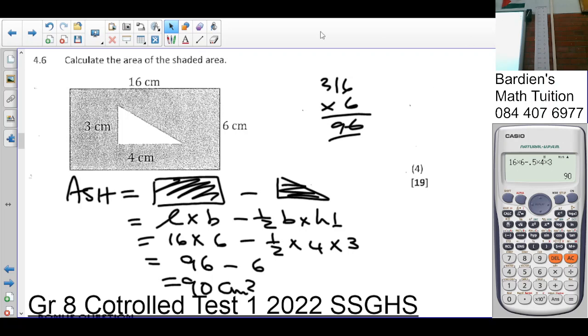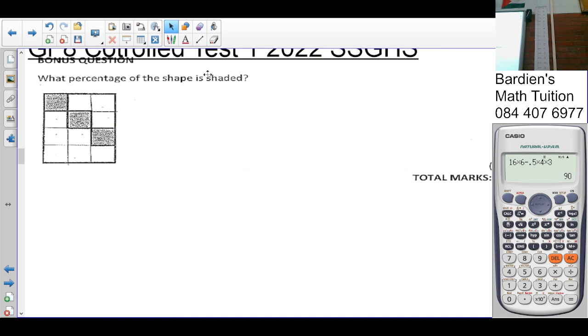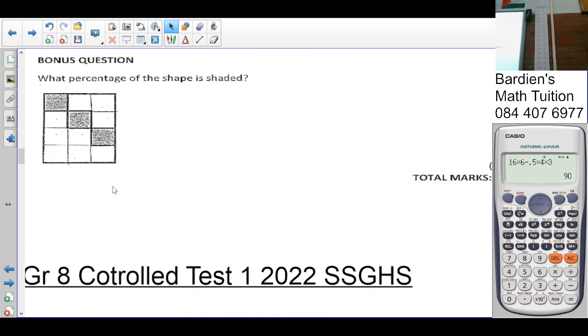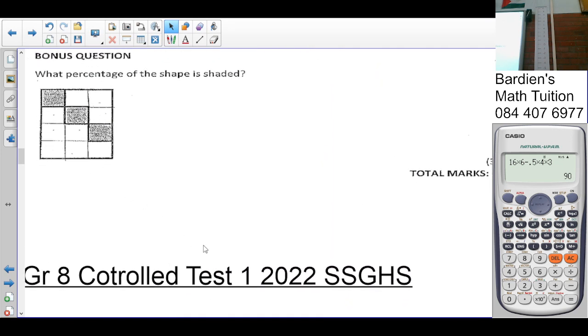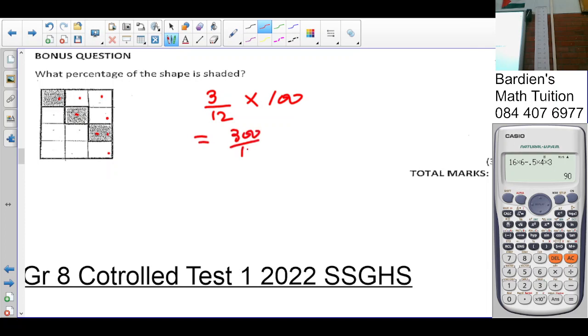Alright, you guys understand? Any confusion? No? Last question. We're told here, what percentage of the shape is shaded? So firstly we need to work out how much of the shape is shaded. If you look at the shaded shapes, there's 3, 6, 9, 12. 3 out of 12. But if they want you to give it as a percentage, then I must multiply this by 100. So in other words, it's 300 over 12.